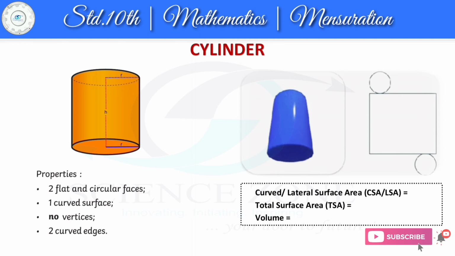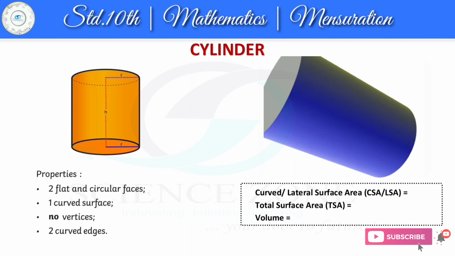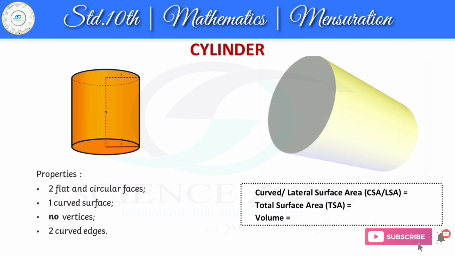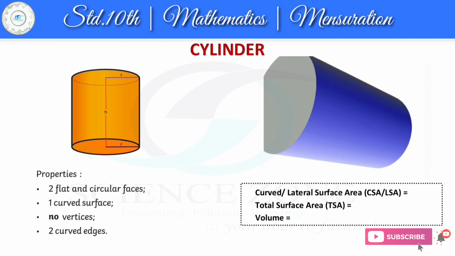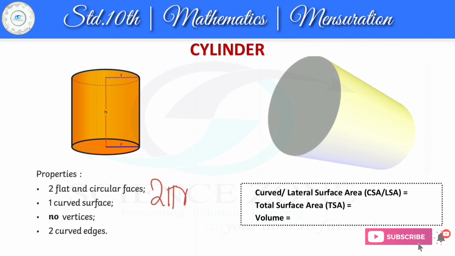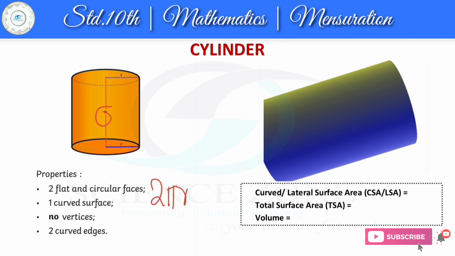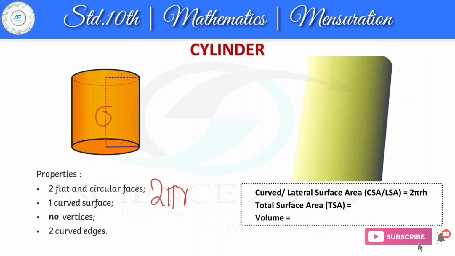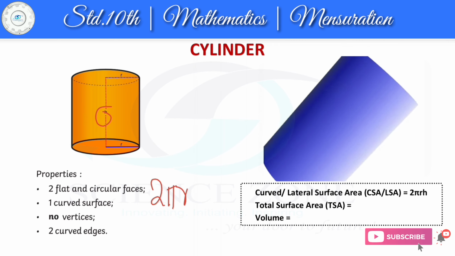In cylinder also we can observe the bases are congruent circles. So to find the formula for curved surface area of cylinder, we have to multiply the perimeter of the base with the height. In the case of cylinder, the base is circle. So perimeter of circle will be its circumference. So circumference ka formula hota hai 2 pi r. 2 pi r multiplied with height of the cylinder will give us curved surface area. The formula for curved surface area will be 2 pi r h.